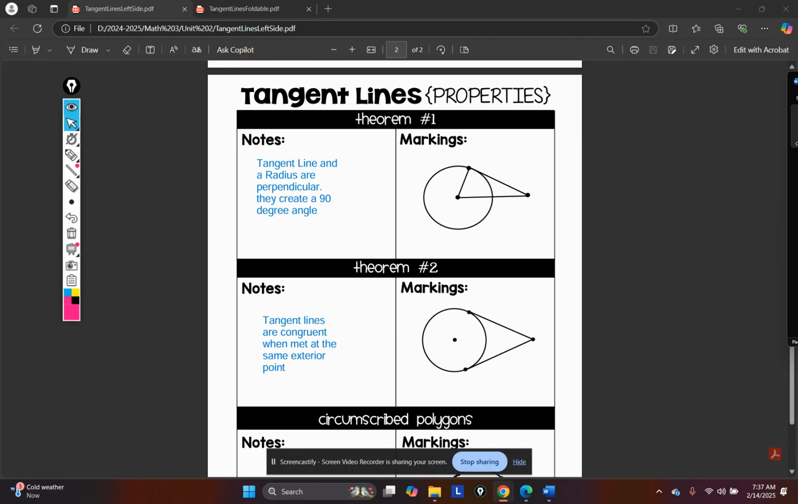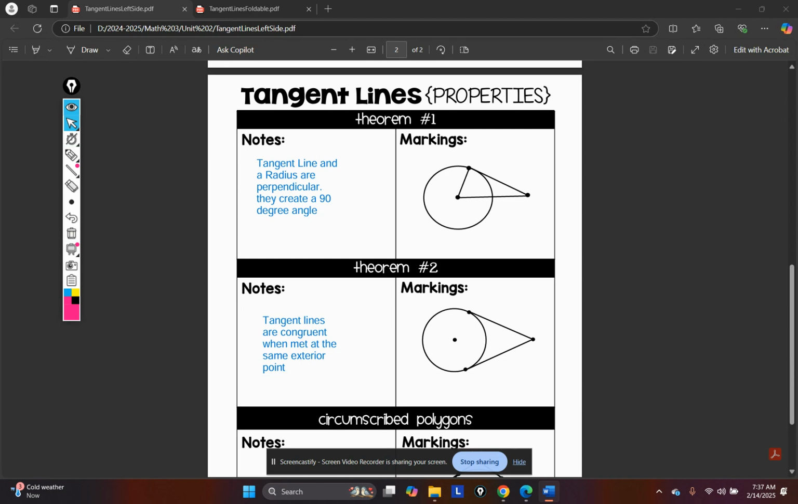Okay, so this lesson is on tangents, and the tangents are a part of your circle. We talked about the tangents of a circle when we did the parts of a circle lesson. Okay, so what you need to know about a tangent is that a tangent line and a radius are perpendicular. They create a 90-degree angle.